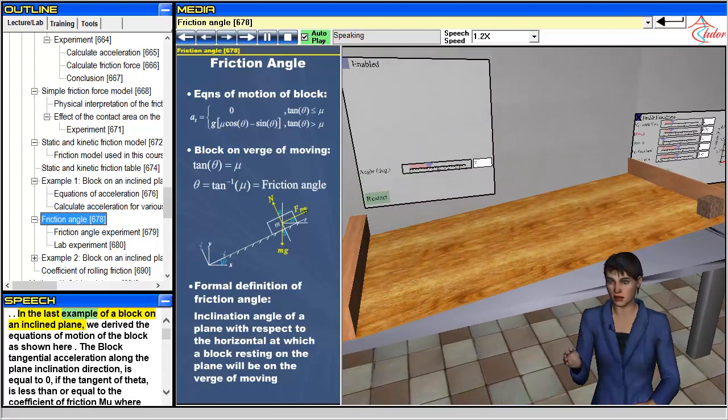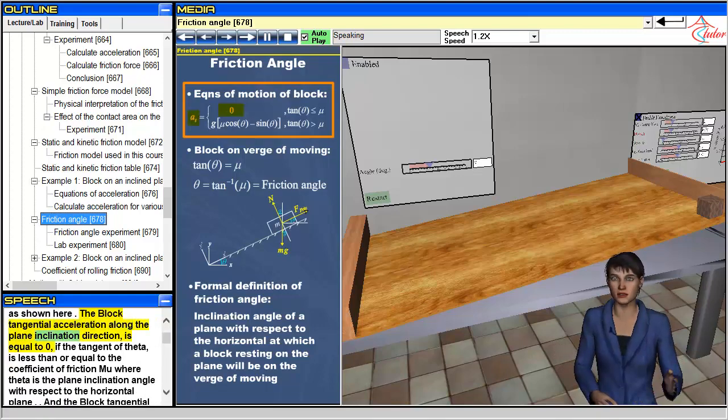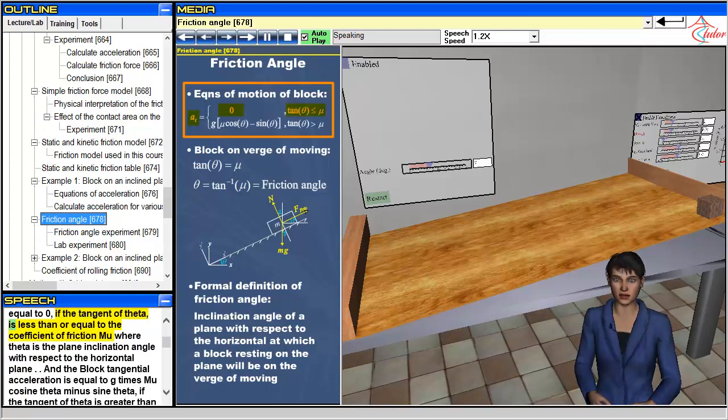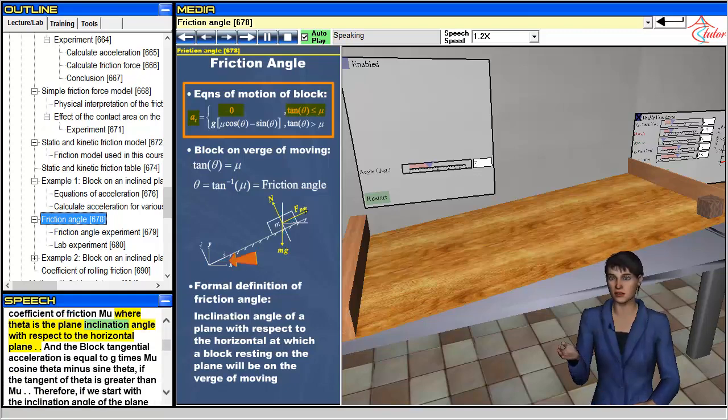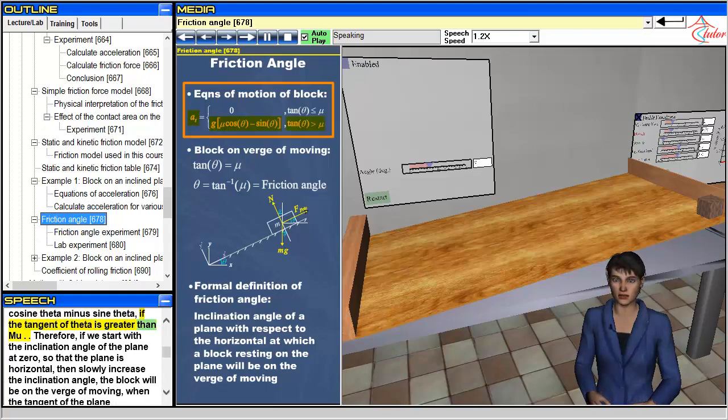In the last example of a block on an inclined plane, we derived the equations of motion of the block as shown here. The block tangential acceleration along the plane inclination direction is equal to 0 if the tangent of theta is less than or equal to the coefficient of friction mu, where theta is the plane inclination angle with respect to the horizontal plane, and the block tangential acceleration is equal to g times mu cosine theta minus sine theta, if the tangent of theta is greater than mu.